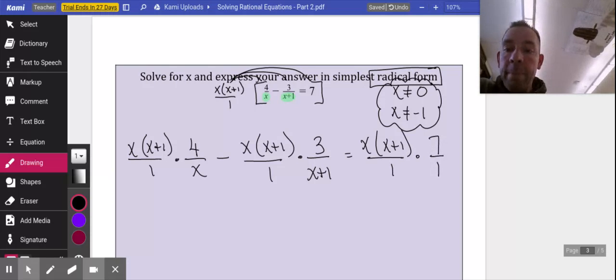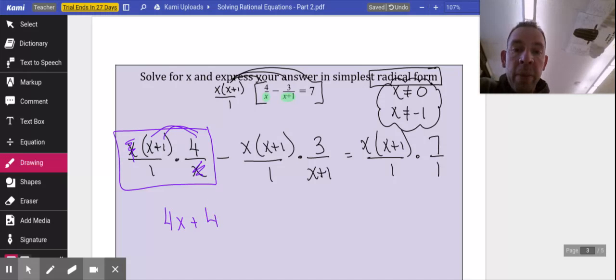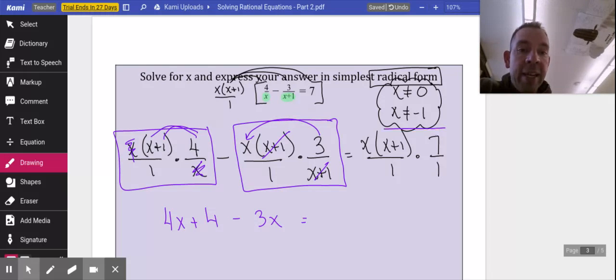All right. So within that first term, we can cancel out the x again, and then distribute the 4 to get 4x plus 4. We'll cancel out the x plus 1s, right? Let's see here. So we'll multiply the 3 and the x to get -3x. And then at the tail end here, nothing cancels, so I'll distribute my x and then distribute my 7 to get 7x squared plus 7x.